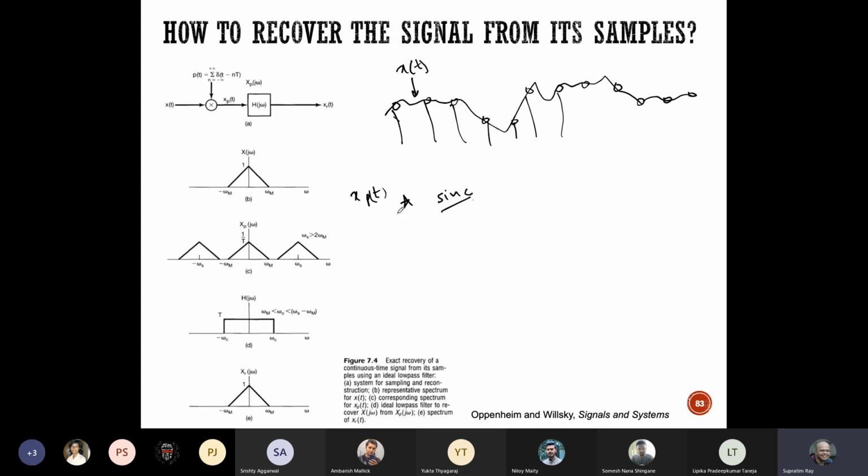Okay, and why does this work? Because in the frequency domain, X_p(j omega) has a representation like this, and the sinc function has a representation like this. In the frequency domain, it's a rect function. And then when I multiply the two, since convolution in the time domain is a multiplication in the frequency domain, I just get back the Fourier transform of x(t). Okay. So any questions on this? This is what we have done in the last class.